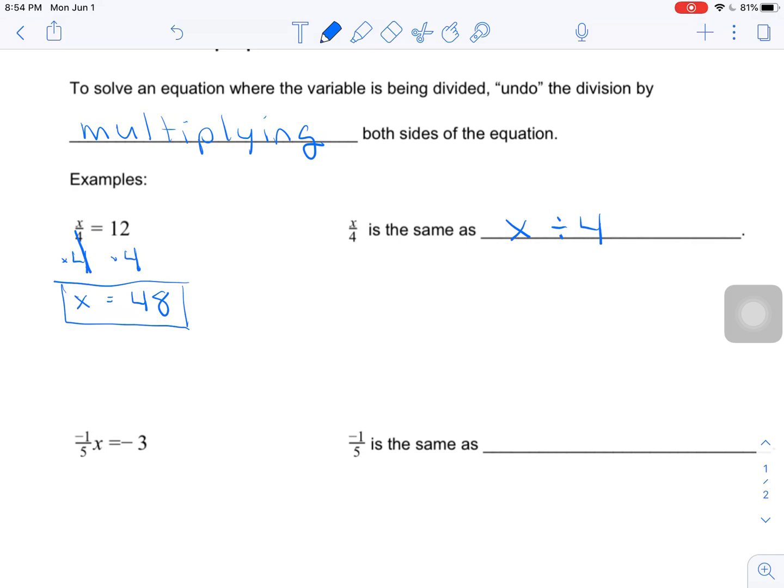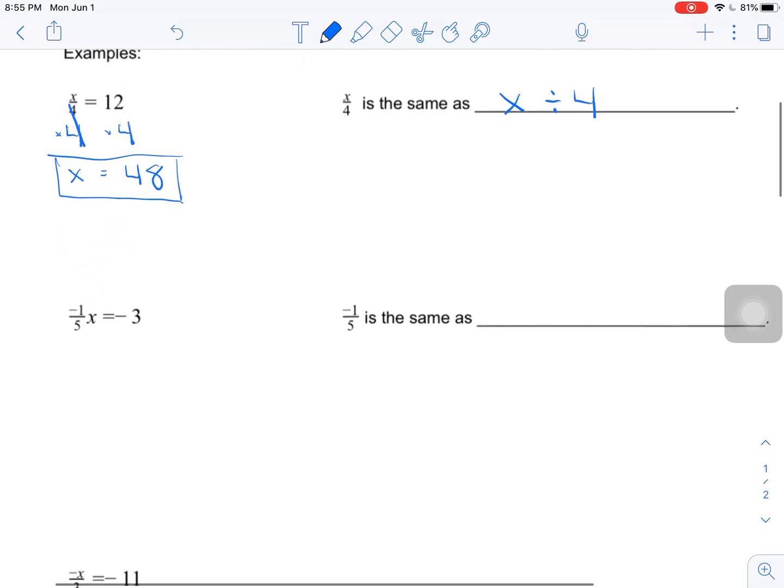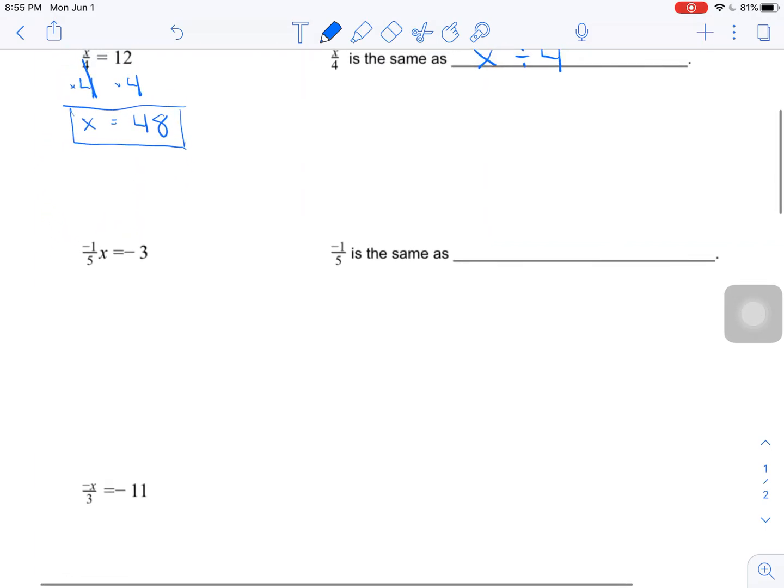You multiply. Now, there are a couple of twists in there that I want to talk about so that you know about, well, what if it looks like this? What is this telling me to do? So you might see some equations that look like this. So this looks like a negative 1/5 times x.